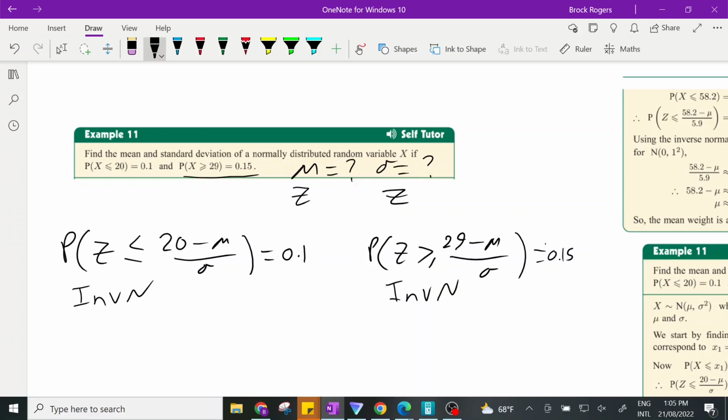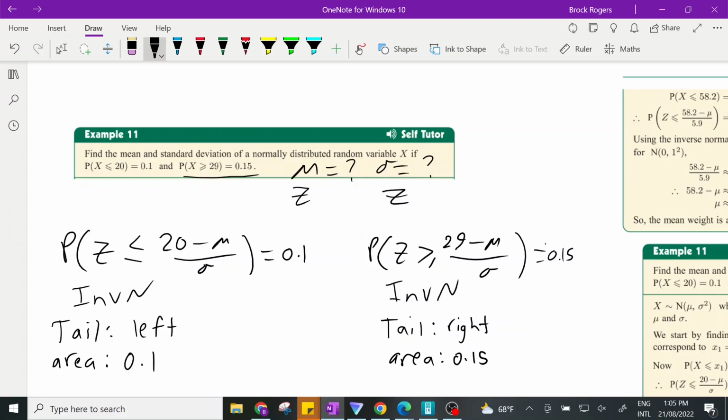So if we do that, the tail is below, so that'll be left. This tail will be, the Z value is above this, so the tail needs to be the right. Area 0.1, area 0.15.